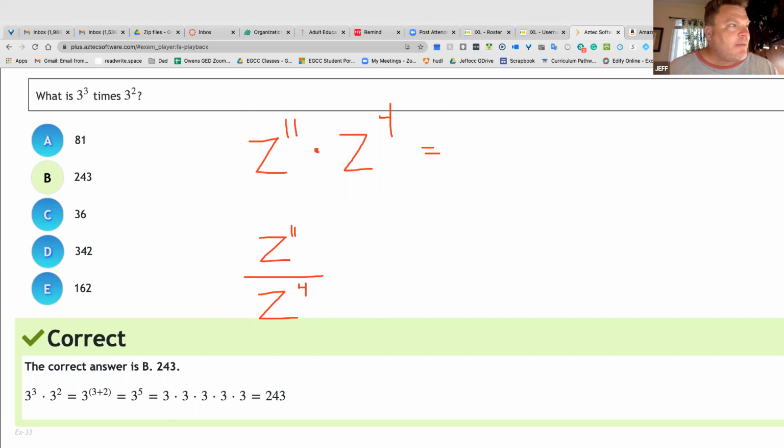And just, here we go. We're going to bat, bat, bat. Those are multiplying, so those are adding. The answer is Z to the 15th. And that's all you have to do. This one is, they're dividing. They're dividing. So all we do is take away those dots. 11 minus 4 is 7. These questions barely have any math in them.